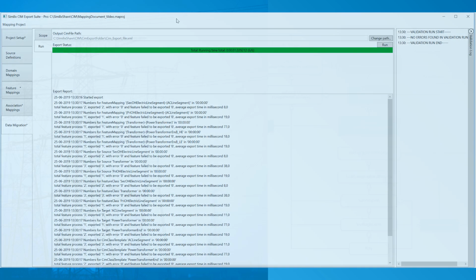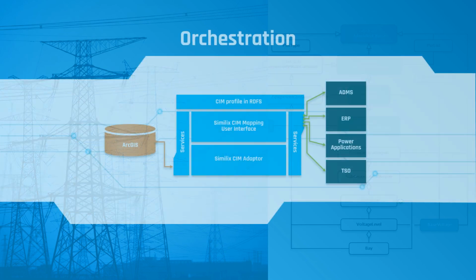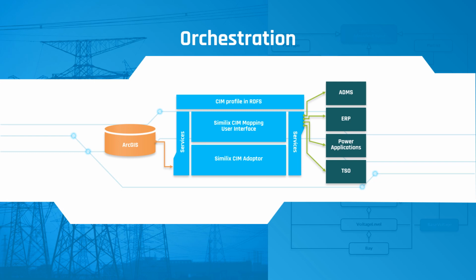The next step would then be to incorporate this mapping logic in the operational environment. For this purpose, the Simulink SIP adapter comes with elaborate orchestration capabilities, where services automatically detect changes in ArcGIS, create ZIP files for affected objects, and export the files to predefined destinations.